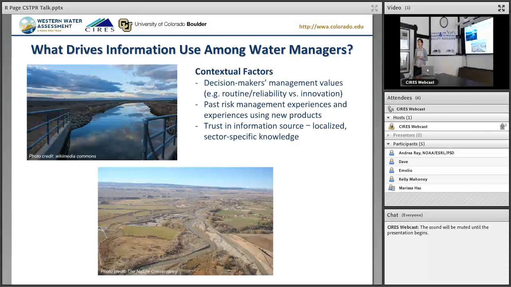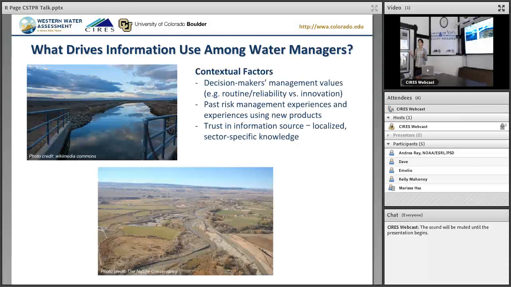One really important contextual factor is the role of capacity, and this plays out in a couple different ways. So technical capacity has been shown to be really important for water managers to have, just to be able to interpret an information product, understand how they can integrate it into their management considerations, and how they can interpret it also in light of other information products that are available to them.